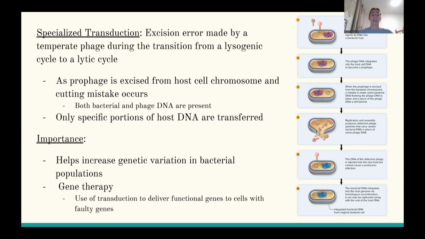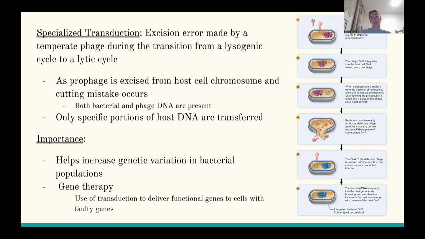For various reasons, the lytic cycle can be activated, and the prophage becomes excised from the host chromosome, meaning that it is cut out. Rather than the prophage being excised precisely, a mistake is made and a short piece of bacterial DNA on one side of the phage DNA is taken. The bacterial DNA on one side of the phage is taken, so now the excised DNA will contain both phage and bacterial DNA. Once released, the defective phage injects the DNA it contains into a new bacterial cell.